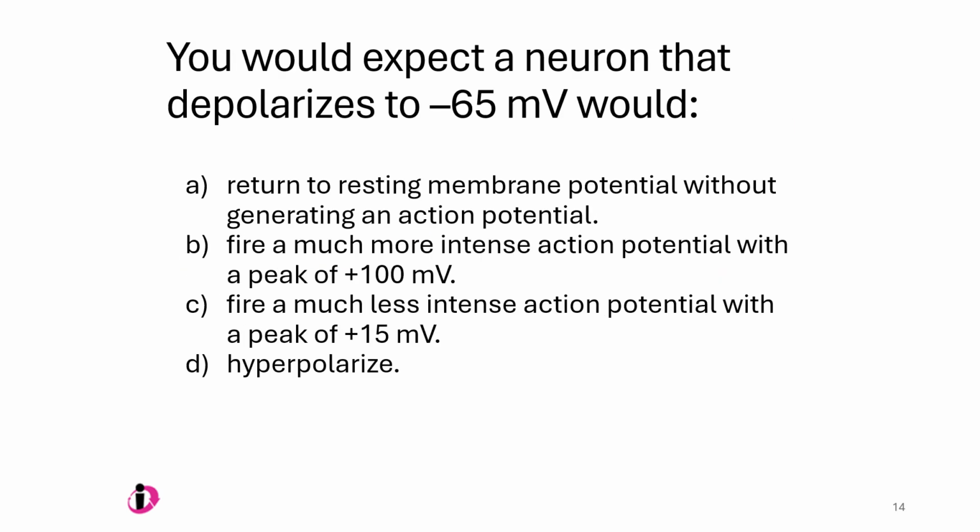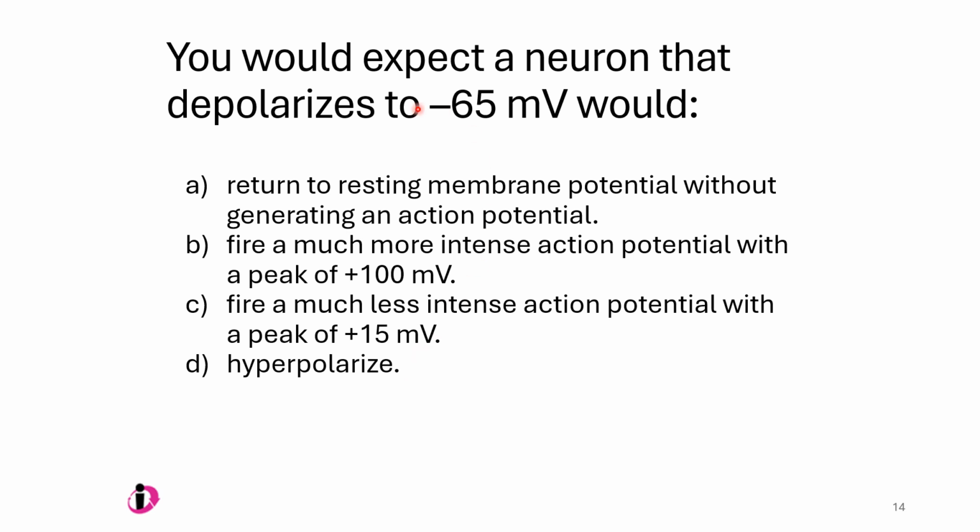All right, here's our last one. You would expect a neuron that depolarizes to negative 65 millivolts would do what? Negative 65. So if our resting membrane potential is negative 70, and we get to negative 65, we become a little bit positive, but not very much. So let's look through our choices. We can return to a resting membrane potential without generating an action potential, fire a much more intense action potential with a peak of plus 100, fire a less intense action potential with a peak of plus 15, or we're going to hyperpolarize.